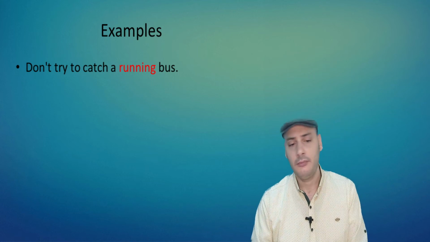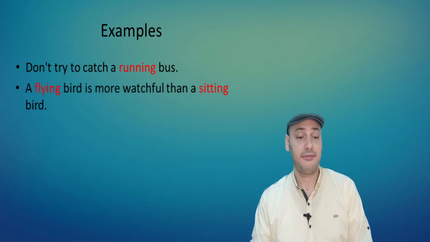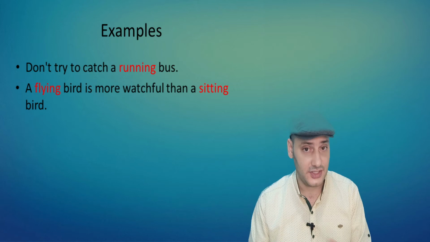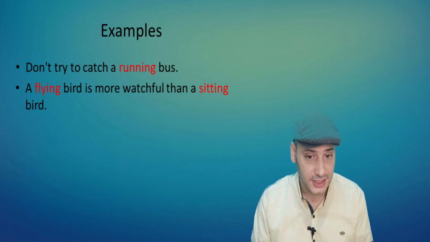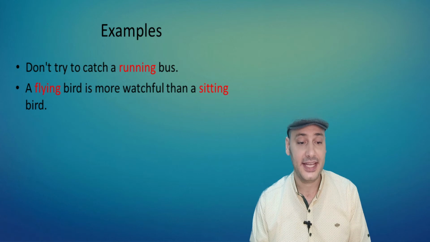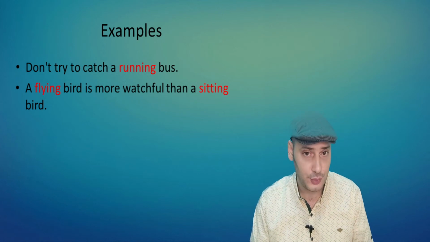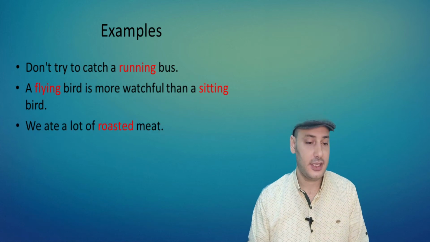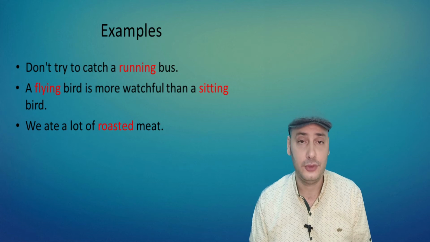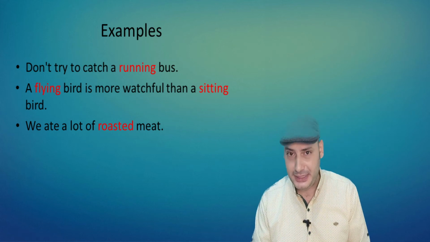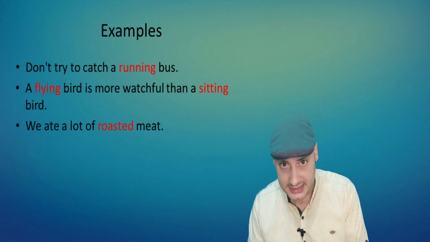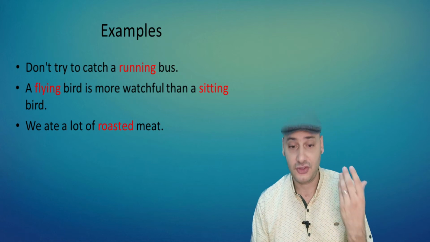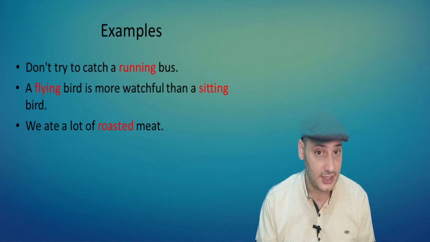The next example: a flying bird. What kind of bird? It's a flying bird. A flying bird is more watchful than a sitting bird. Which bird are we talking about? We're talking about a sitting bird. The next one: we ate a lot of roasted meat. Which kind of meat? It's roasted meat. So roasted is a past participle, and running, sitting, and flying are present participles.